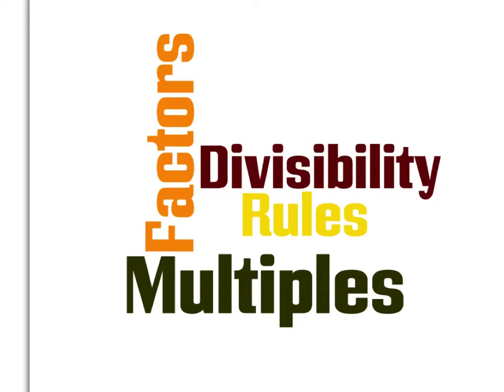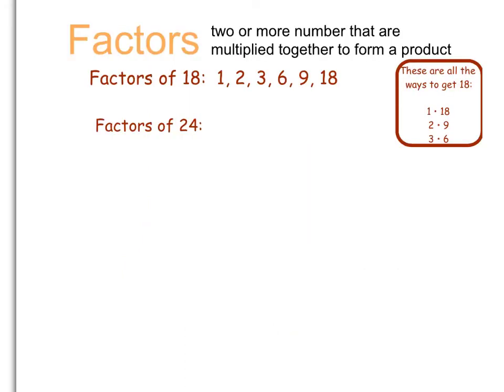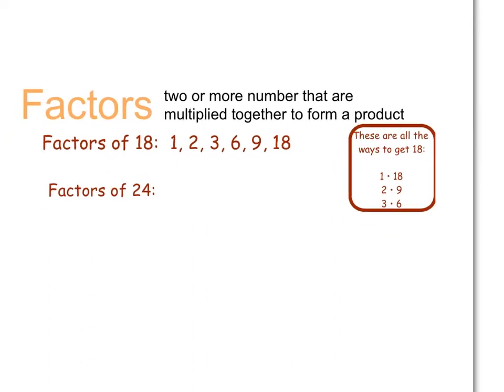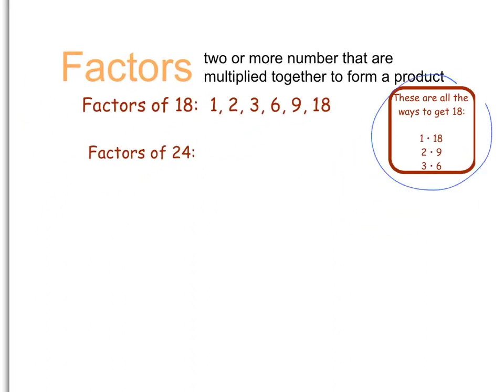Alright, we're going to talk about factors, multiples, divisibility rules, and prime and composite numbers. Factors are numbers that can divide other numbers. So here you can see all the factors of 18, and I'm going to do one for you, 24.